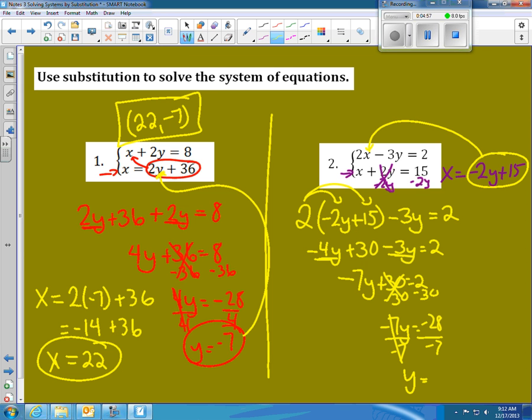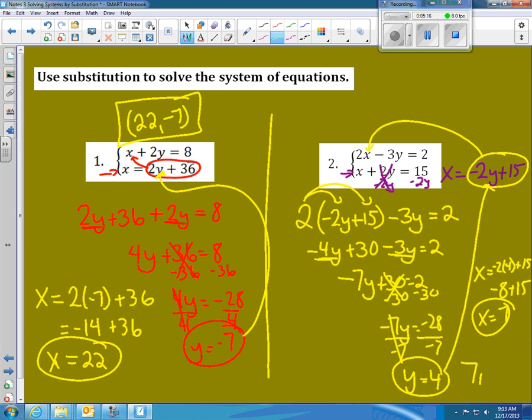So y equals, that becomes a +4. Again, we're not done. We're going to plug it back in. x equals negative 2 times 4 plus 15. So we get negative 8 plus 15. So x equals 7. So we end up with 7 comma 4. Again, that's always the thing you need to remember, is to plug it back into an ordered pair.